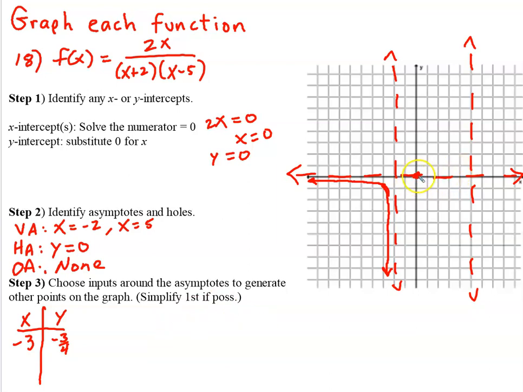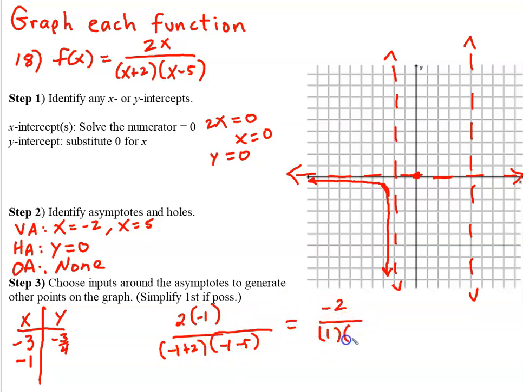Okay, so we're going to be crossing through the origin, but do we come from this direction or from this direction? We don't really know for sure. So just doing an input will tell us. What if we input -1 in place of x? Okay, so negative 2 over, this is positive 1, and this is negative 6. Negative 2 over negative 6 makes positive 1/3. Right, so that gives us all we need to know there.